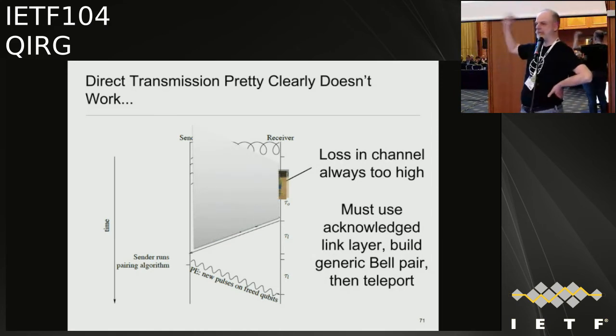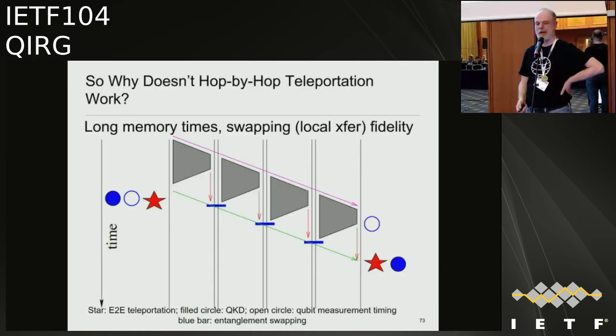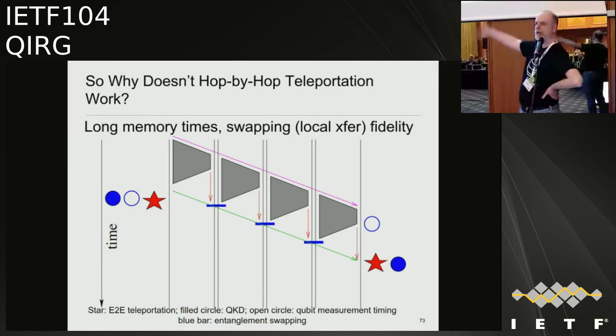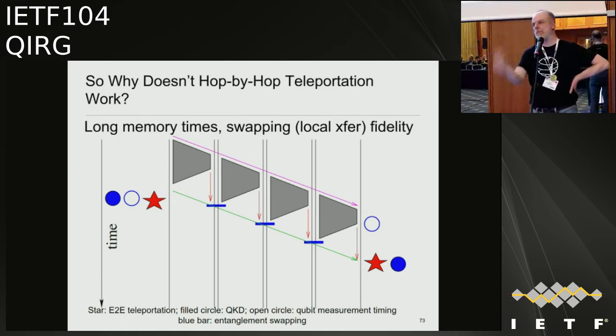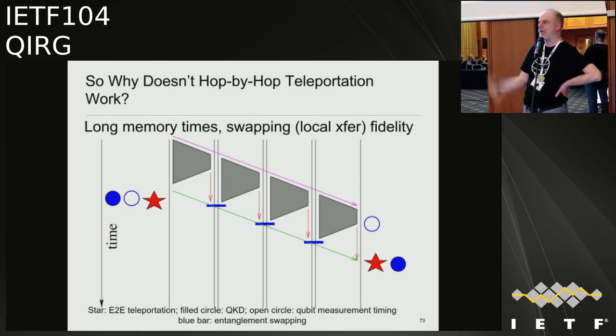We can draw this with time going down the vertical axis, top to bottom, and your distance going left to right. We can draw this as a gray trapezoid, something that looks like that. If you put a bunch of them together, you might imagine stringing them into a series, and maybe we can acknowledge them as we go and do hop-by-hop teleportation, even though we couldn't just put it on an individual photon and send it from one place to the other. The problem is this takes long memory lifetimes and high fidelity of the operations. The probability of success in doing this is insufficient for this to work over more than a couple of hops.